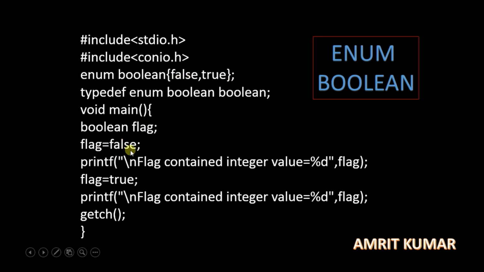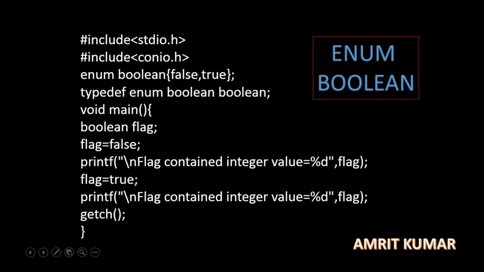Therefore, in the flag I am assigning the false value, and I am printing that value in the integer format. Then I am assigning a true value in the flag, which is of type boolean. Okay, and I am printing the flag containing the integer value, in the format specifier for integer. So what will be the output?